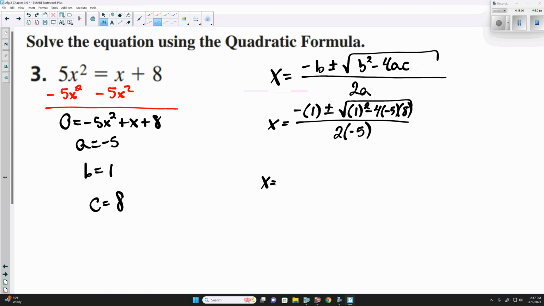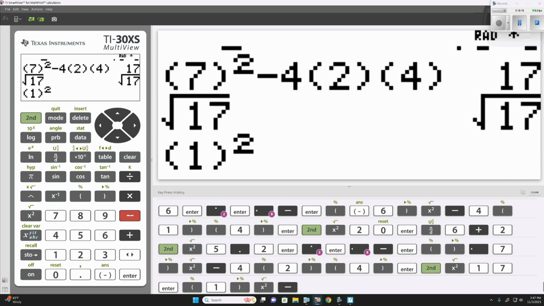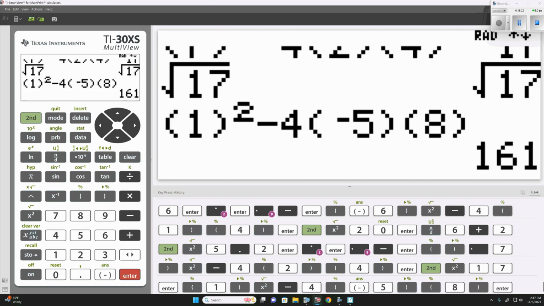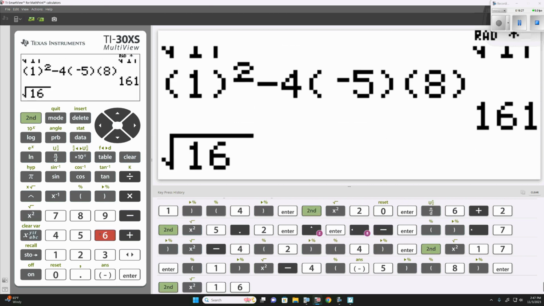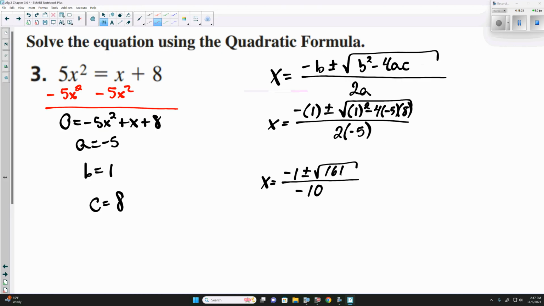times A, which is negative 5. Now our negative 1 is negative 1. The denominator, 2 times negative 5 is negative 10. In the calculator, we can do 1 squared minus 4 times negative 5 times 8, which is, let's go on and take the square root of 161, see what we get. Questions on how we got to this here?